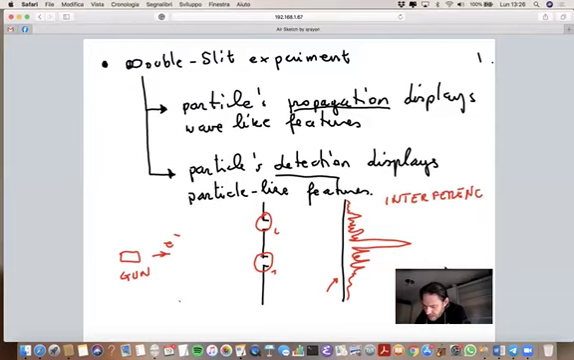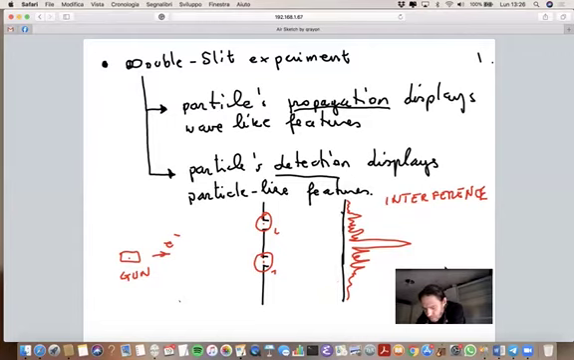Which is a typically wave-like phenomenon, which we interpreted as saying the passage through either hole is not disjoint. It does not provide two disjoint events in the language of probability. So this was something to be reckoned with. So the propagation of the particle from this point to the final board displays some wave-like properties.